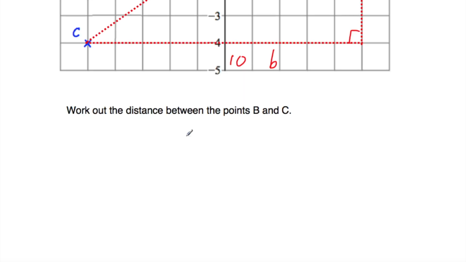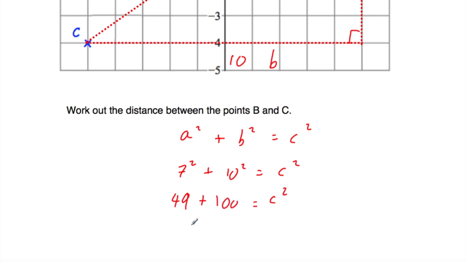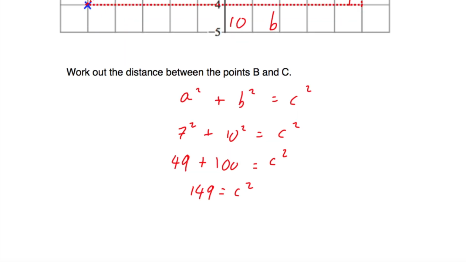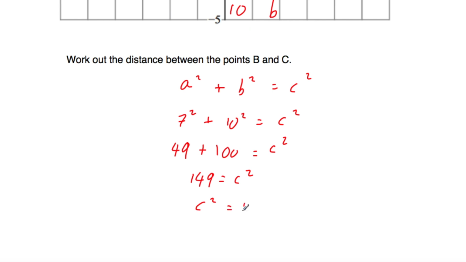So let's write down Pythagoras' theorem, A squared plus B squared equals C squared. Where A is equal to 7, so that's 7 squared, plus B squared, that's 10 squared, is equal to C squared. 7 squared is 49, 10 squared is 100, and C squared is just C squared. 49 plus 100 is 149, and that's equal to C squared.